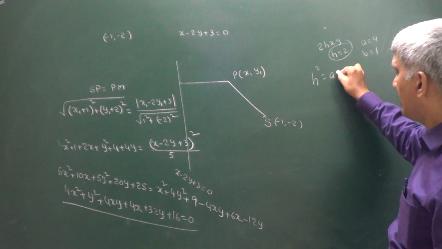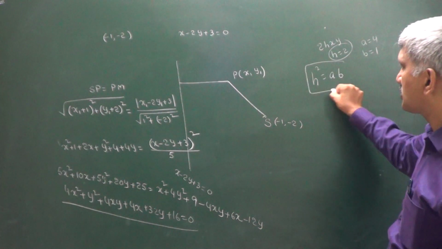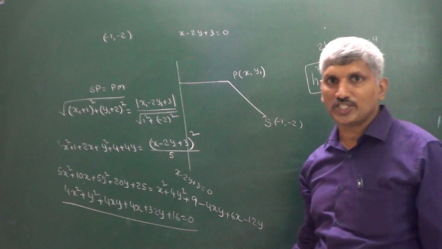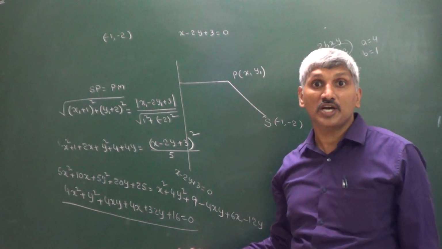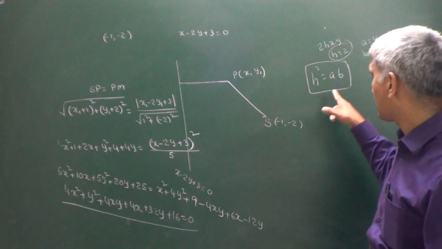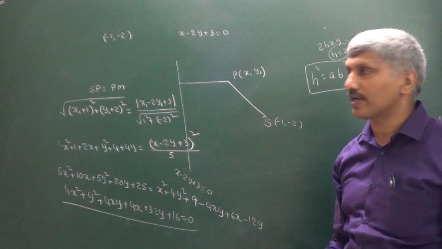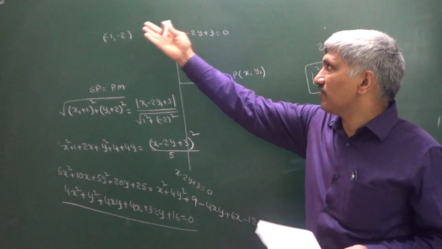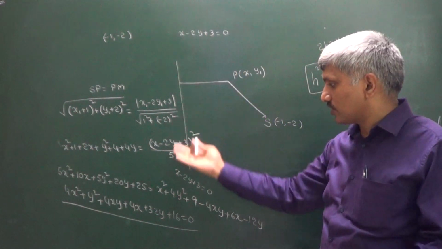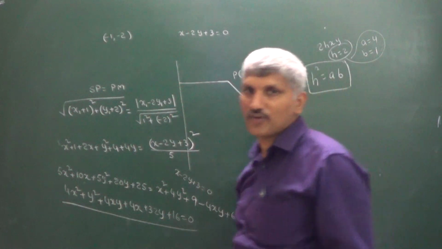You can check whether the condition h square is equal to ab is satisfied or not. The general second degree equation represents a parabola under the condition h square is equal to ab. Yes, it is satisfied. So when the focus is given and the directrix is also given, this is the way of finding the equation of a parabola.